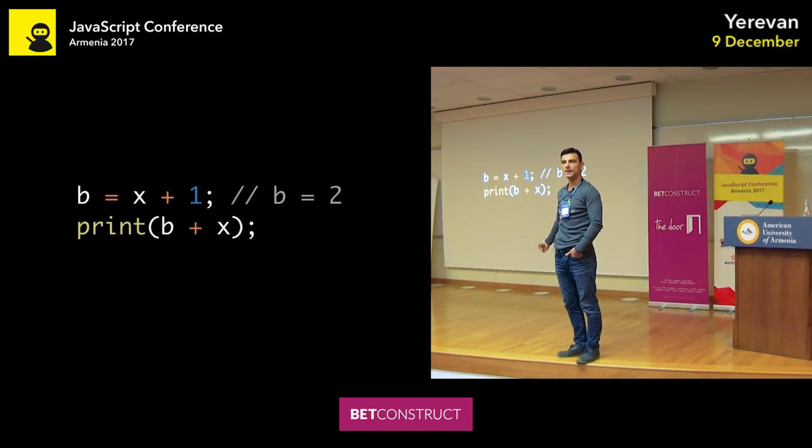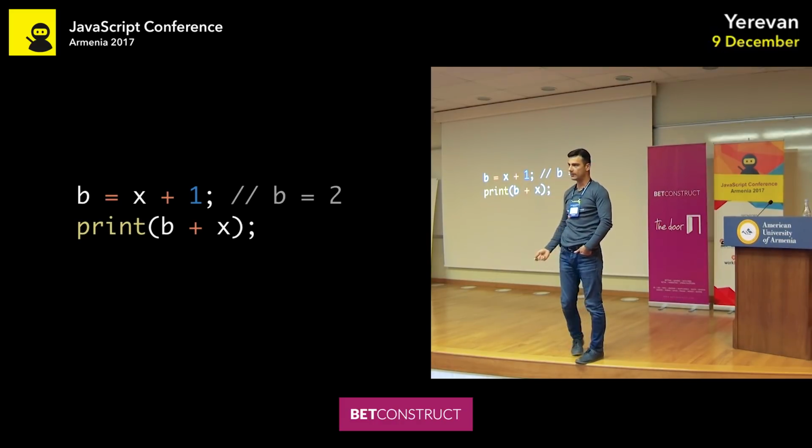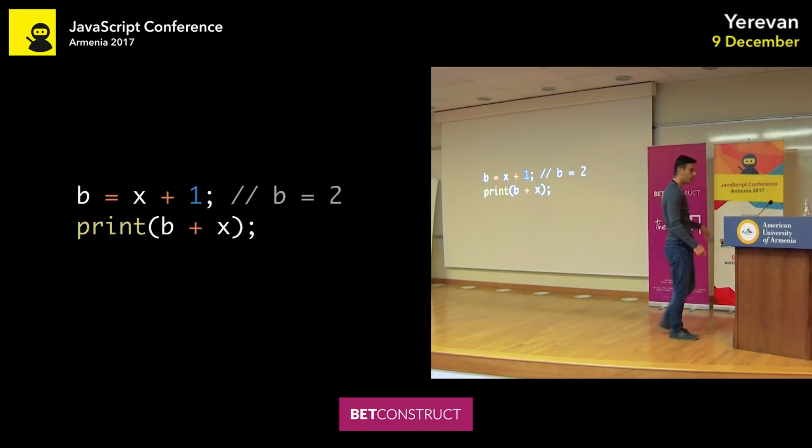Does that make sense to you guys? It does? Who does it make sense to? No, I mean, how can you, what does x have to be for b to become 2? 1. So how is it that adding 2 plus x returns 22? Logically, it doesn't make sense, does it? And you might be wondering, well, how is that possible?